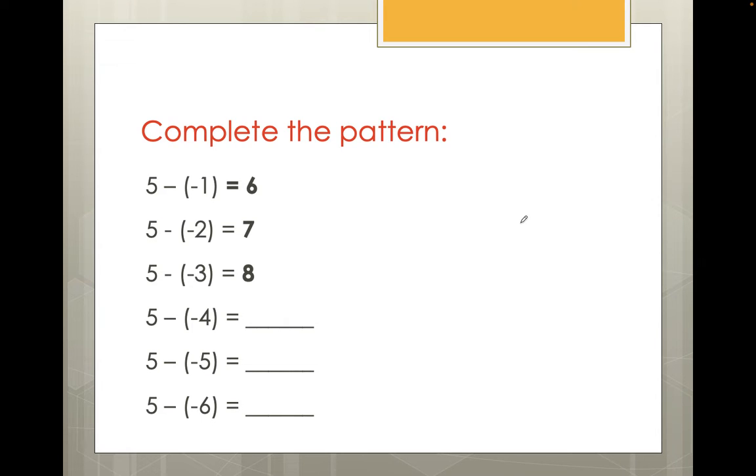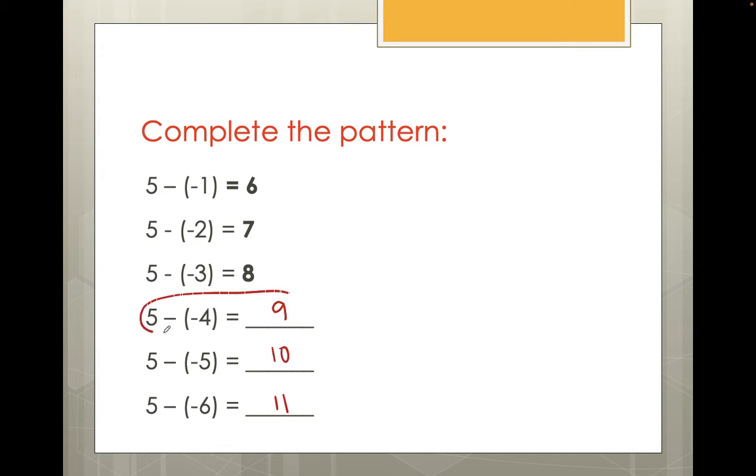Now let's look at a different type of problem. In this case, we're taking 5 and we're subtracting a negative 1. So 5 minus a negative 1 actually equals 6. 5 minus a negative 2 is 7, and 5 minus a negative 3 is 8. Continuing the pattern, we would have 9, 10, and 11.